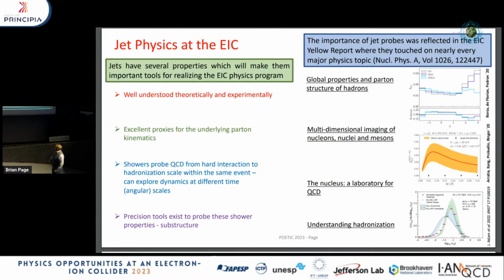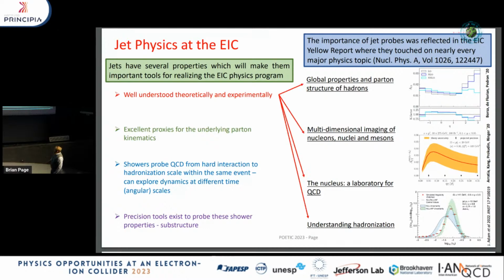And so I mentioned the yellow report before, and if you go in and look at the document, there's a section that goes through the science case, and it's divided into a number of subsections looking at various aspects of the physics that we want to do. Things like global properties of the parton structure and hadrons, multidimensional imaging of the nucleons and nuclei. So this is TMDs, GPDs. Using the nucleus actually as a laboratory for exploring QCD and understanding hadronization.